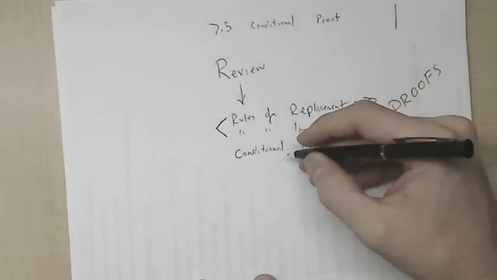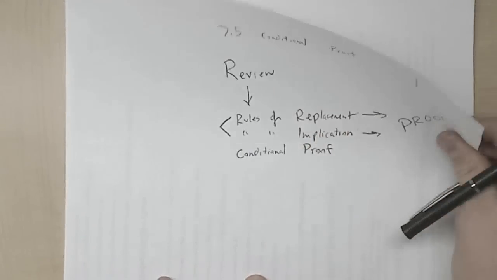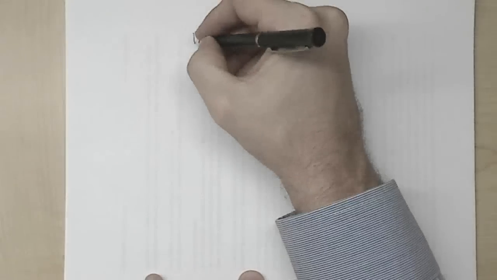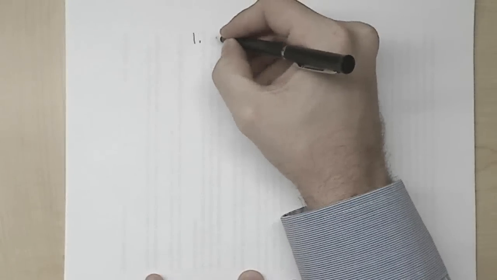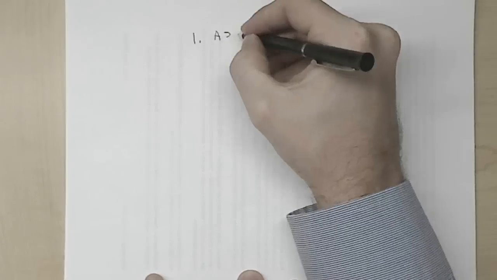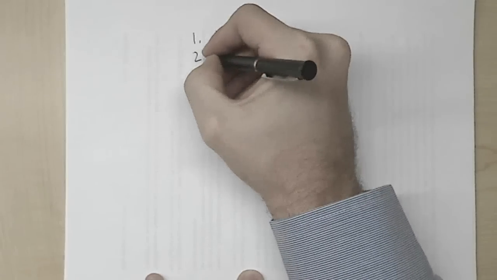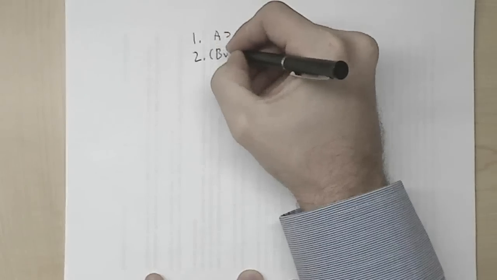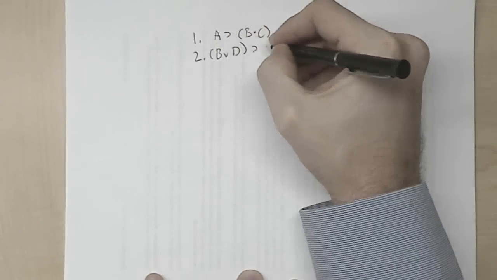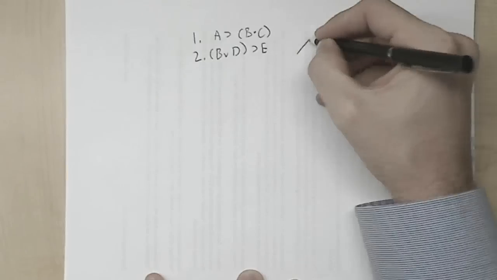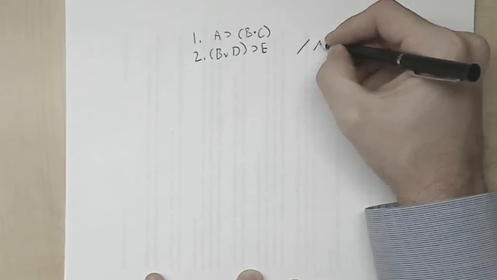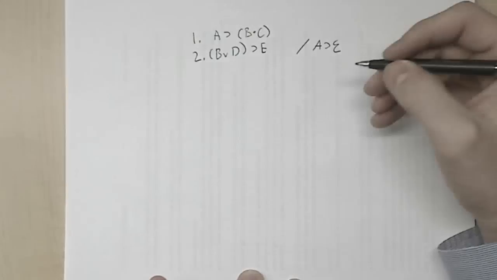I guess the best way for me to explain it is to actually do a couple of problems for you. So let's start off with a real simple problem. Let's imagine you have this problem. Line 1: if A, then B and C. Line 2: if B or D, then E. And the conclusion you're looking for is: if A, then E.